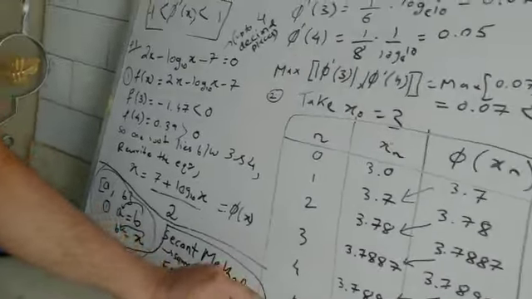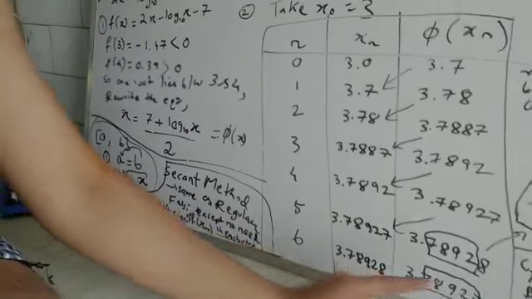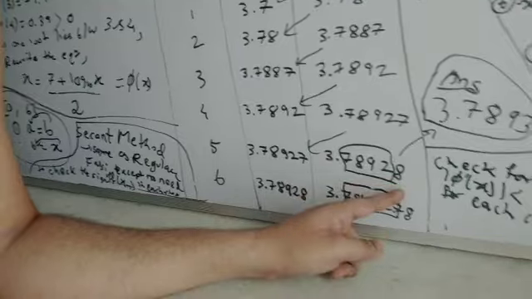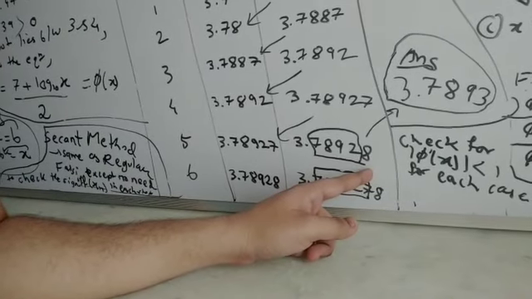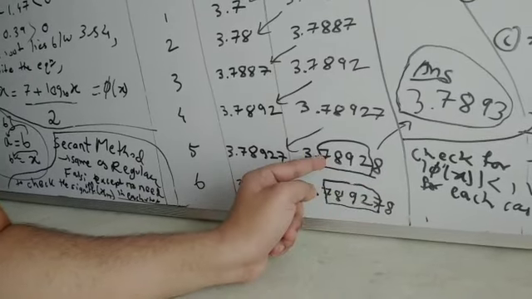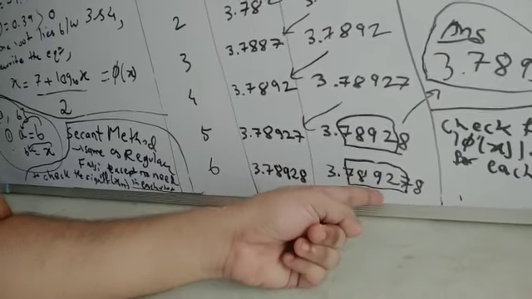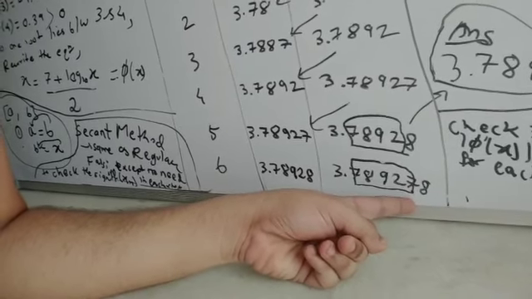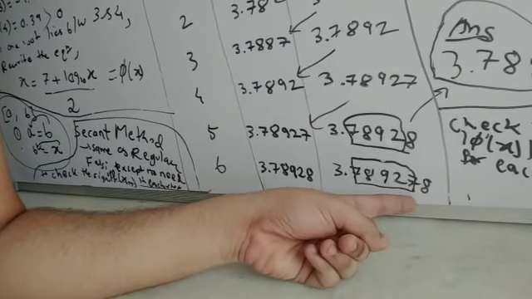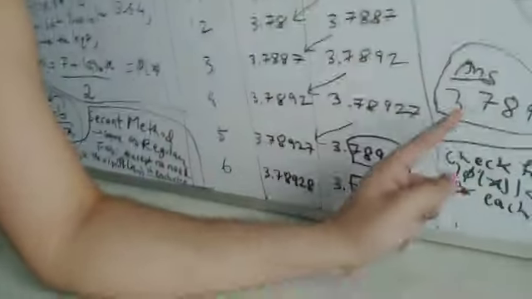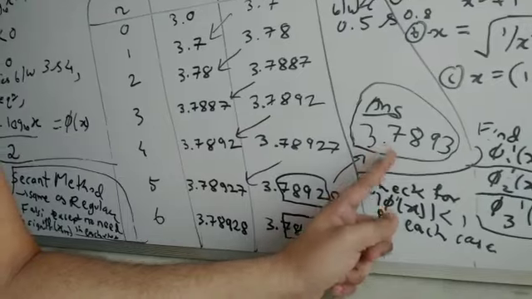But see, if I do this, and if I round these values, see this value is greater than 5, right? So if you round it up, it will be 0.7893, and for this also, after 2, the digit 7 is greater than 5, right? So if you round it up, 0.7893. So you can write the answer 3.7893.